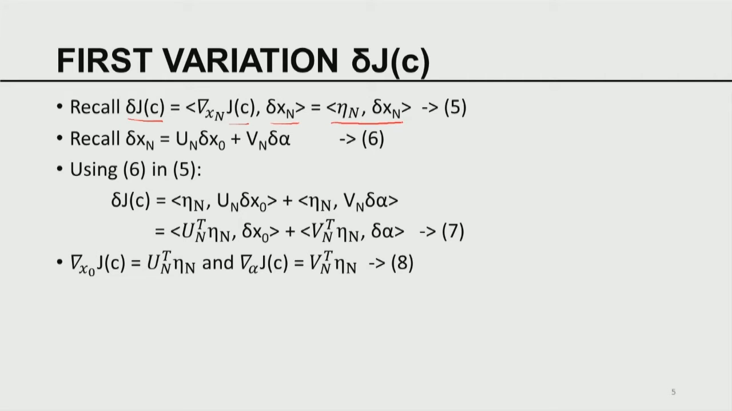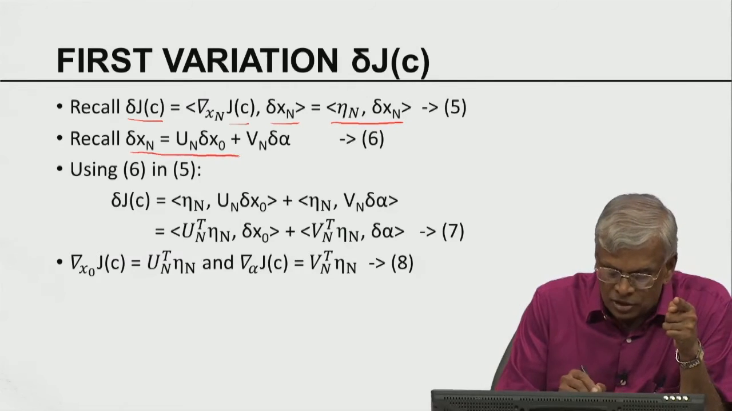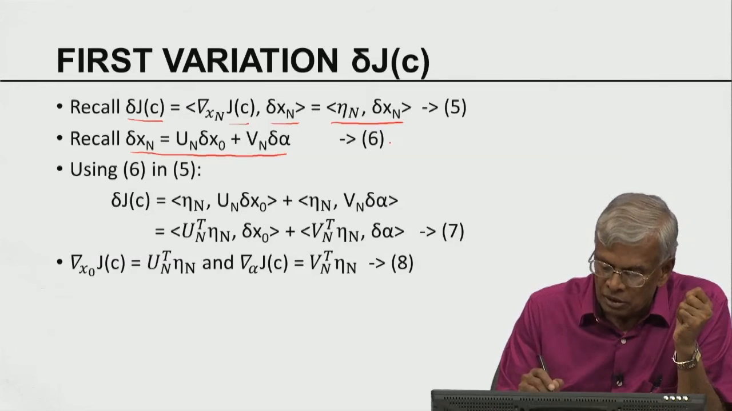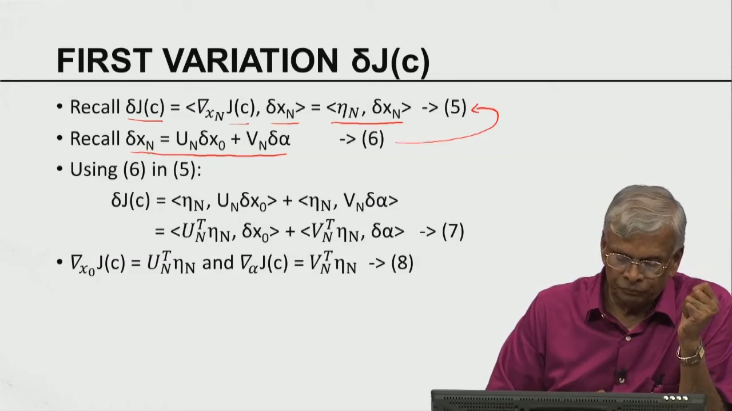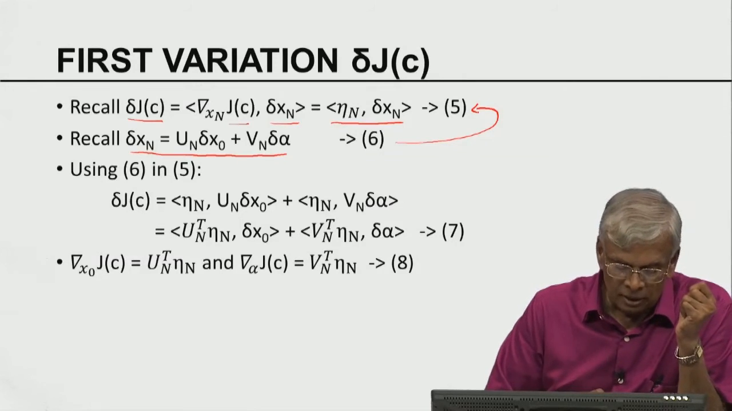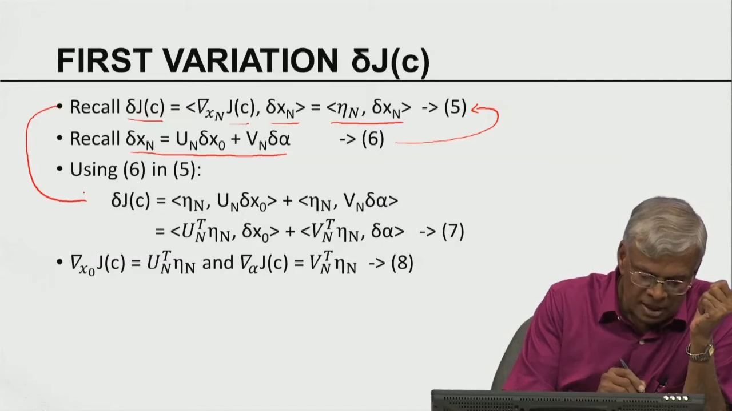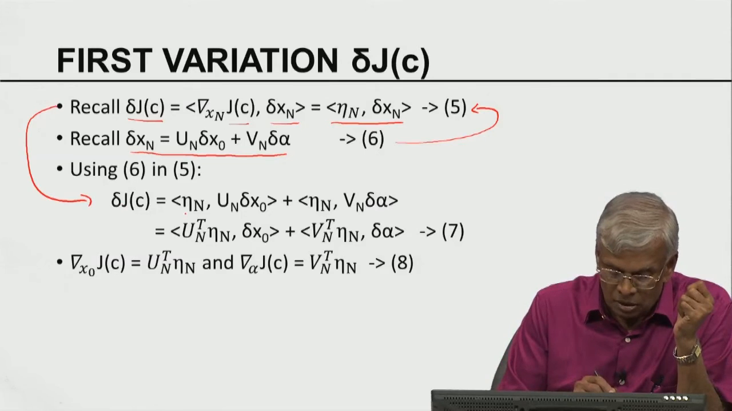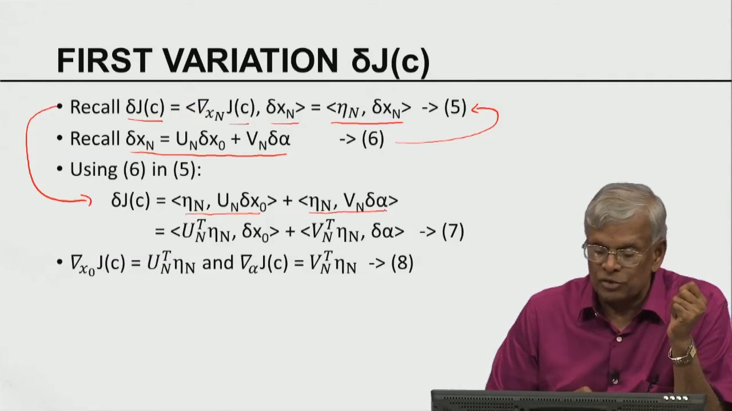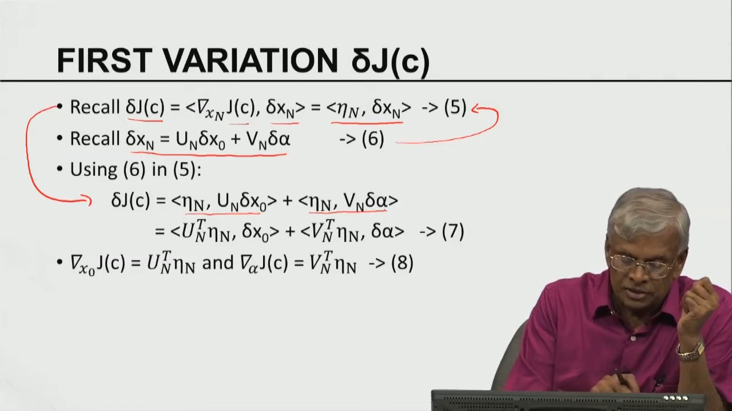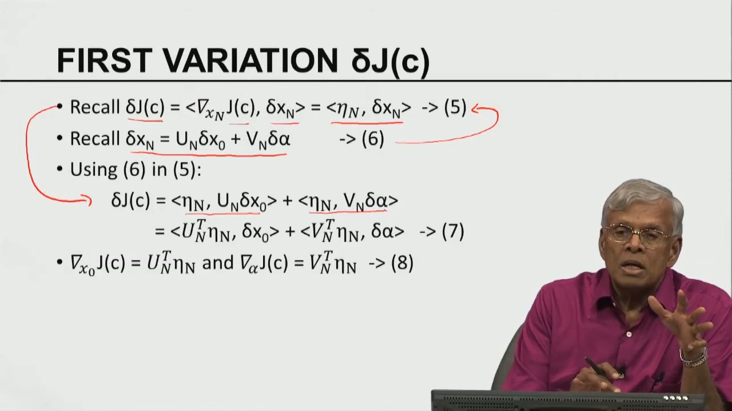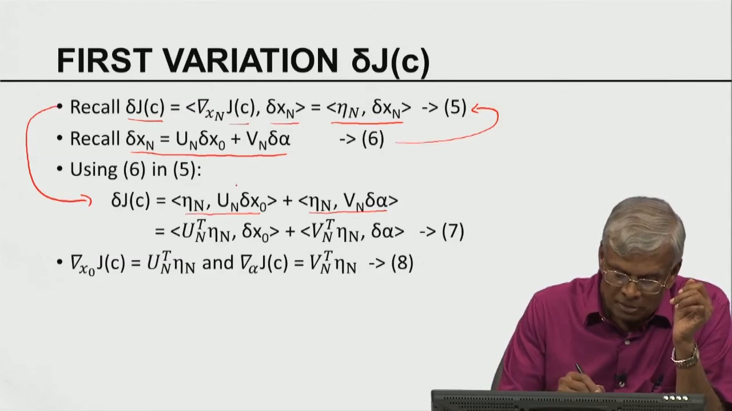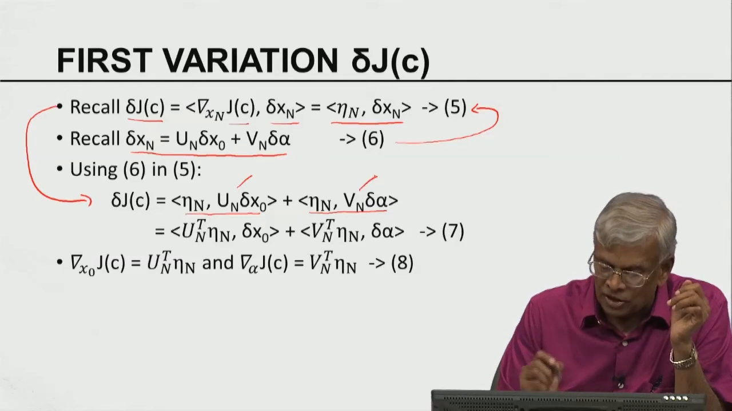From the forward sensitivity equation, please recall, delta xn is equal to un delta x naught plus vn delta alpha. Now substitute 6 in here, the delta xn. That gives rise to delta of jc is equal to this term as well as the sum of these two terms, because from 6 delta xn consists of two parts: one arising from the change in the initial condition, another from the change in the parameters. So this term accounts for the change in the initial condition, this term accounts for the change in parameter.